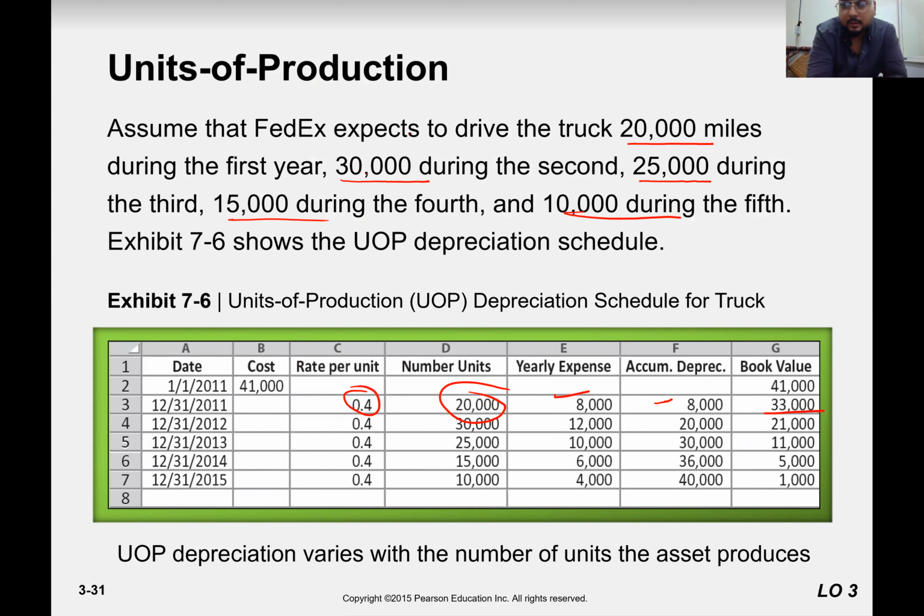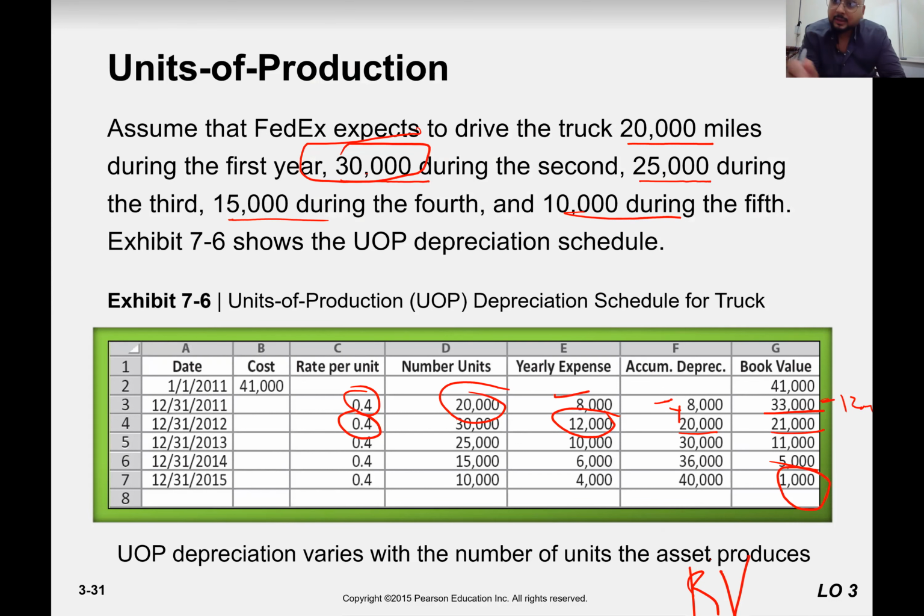Okay. Second year it ran 30,000 miles. So 30,000 multiplied by 0.4, answer is 12,000. Right? 12,000 is added to the 8,000, answer is 20,000. And less 12,000 from the 33,000, answer would be 21,000. Similarly, at the end, we are left with the residual value. That's it.